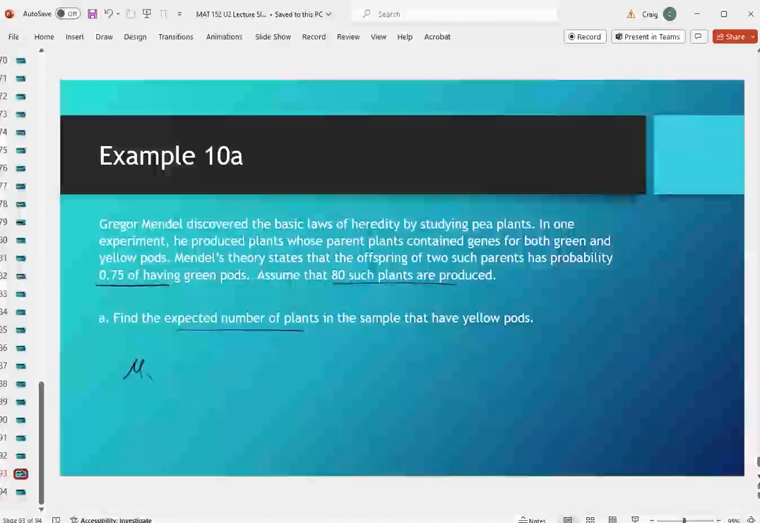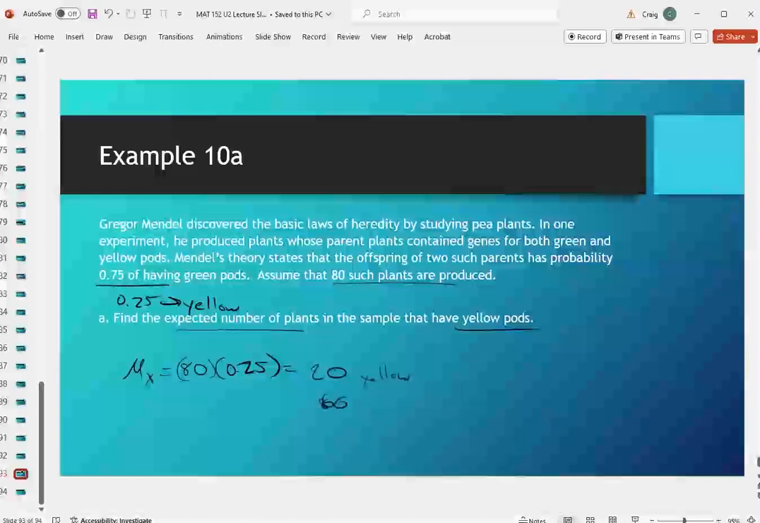Well, the expected value, if we have 80 of them and yellow pods is going to be 25%, be careful with the words there. So about 25%, so 80 times 0.25 should be 20. We'd expect about 20 of them to be yellow and about 60 of them to be green or whatever the other color was.